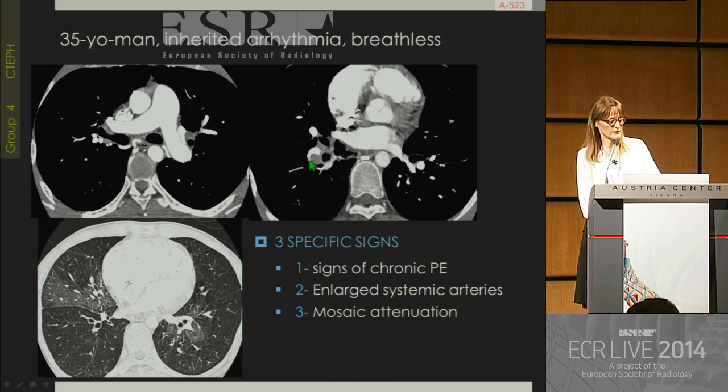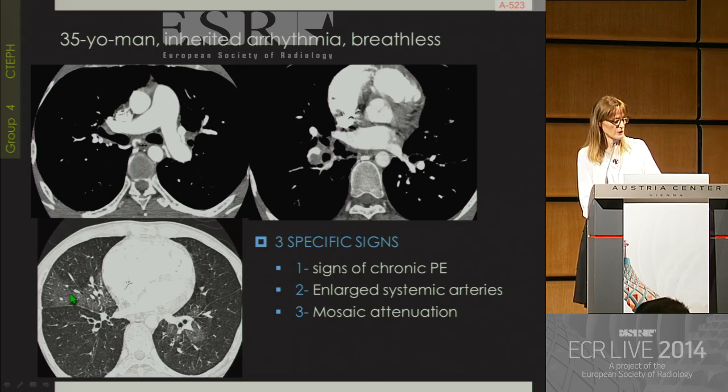Here you have a stenosis of the right lower lobe artery. There is an enlargement of the main pulmonary artery, enlargement of the bronchial arteries, so it's systemic compensation of the obliteration of the pulmonary vasculature. And on the lung parenchyma, you have a mosaic attenuation, which is defined by the fact that in areas of low attenuation, you have less vessels, and the vessels are of a small size.